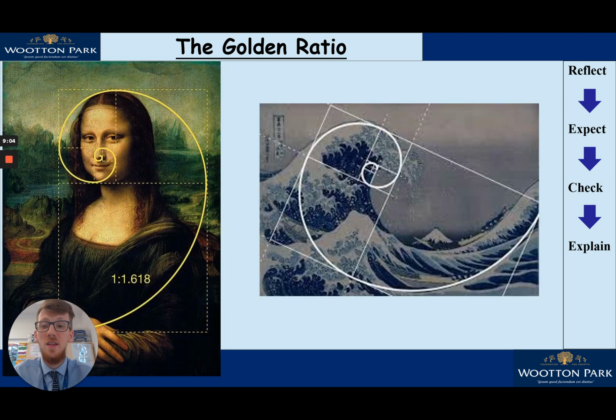and that's why artists use the golden ratio in their paintings as well. So we can see two really famous paintings there, including the Mona Lisa by Leonardo da Vinci, and we can see that actually the Mona Lisa's proportion is within the golden ratio. Okay, the length of her head is within the golden ratio of the proportion of her body as well, 1.618.